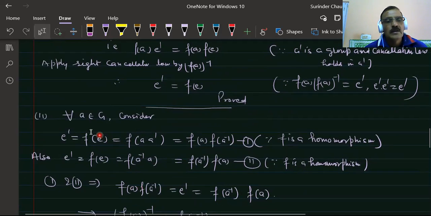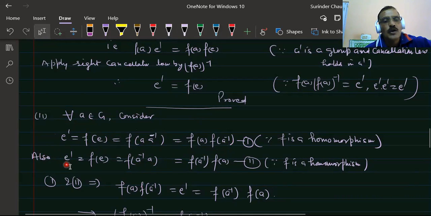The second part. For all a belongs to G, consider e' is equal to f(e). e can be written as, e is the identity element of G. So a is an element of G. So a into a inverse is equal to e, which is equal to a inverse into a. So e can be written as a into a inverse, and because f is a homomorphism, f(e) is equal to f(a) into f(a inverse).